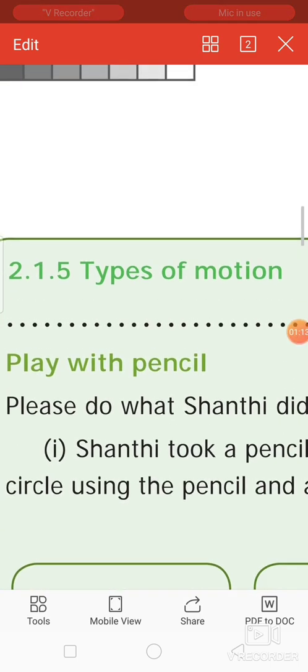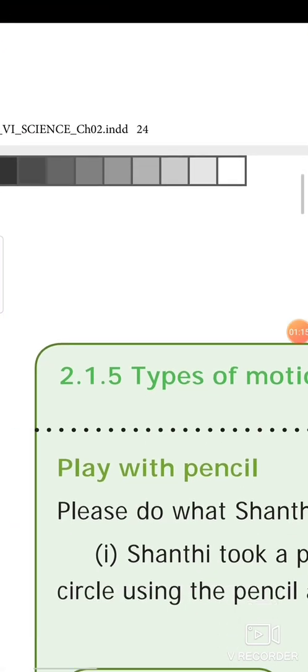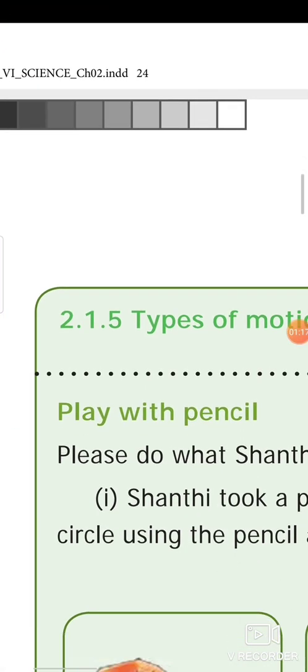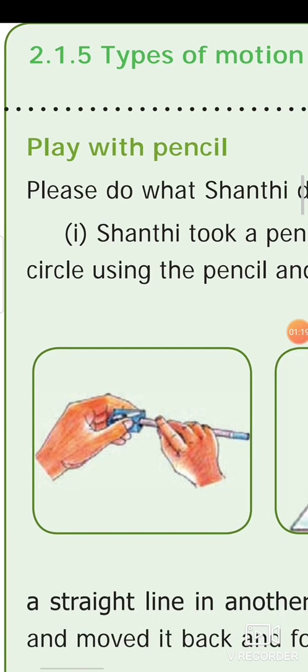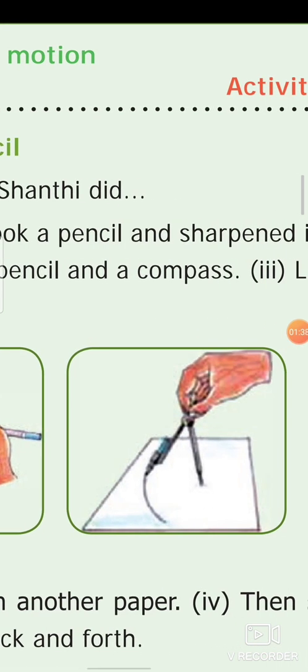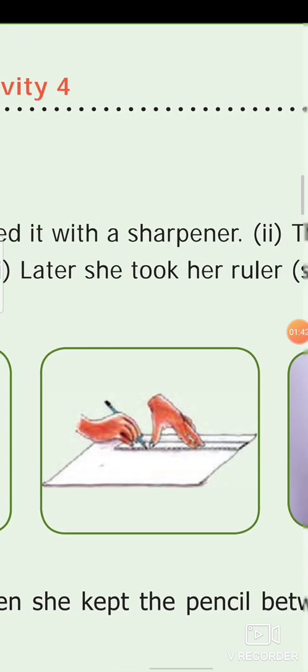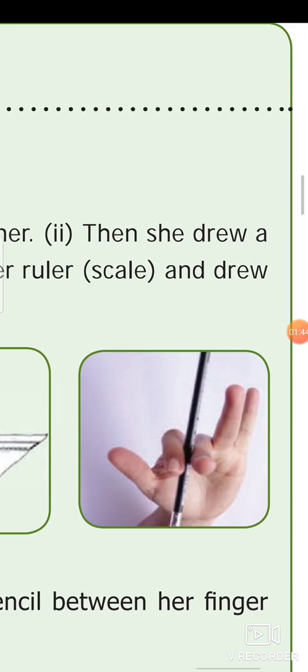First, we need to see the types of motion. There are different types of motion all around. Here they have shown 4 pictures to explain the types of motion. See the first picture, a person is sharpening his pencil. We are going to trace the motion of the pencil now. In the second picture, he tries to draw a circle. In the third picture, he tries to draw a line. In the fourth picture, he is playing with the pencil.